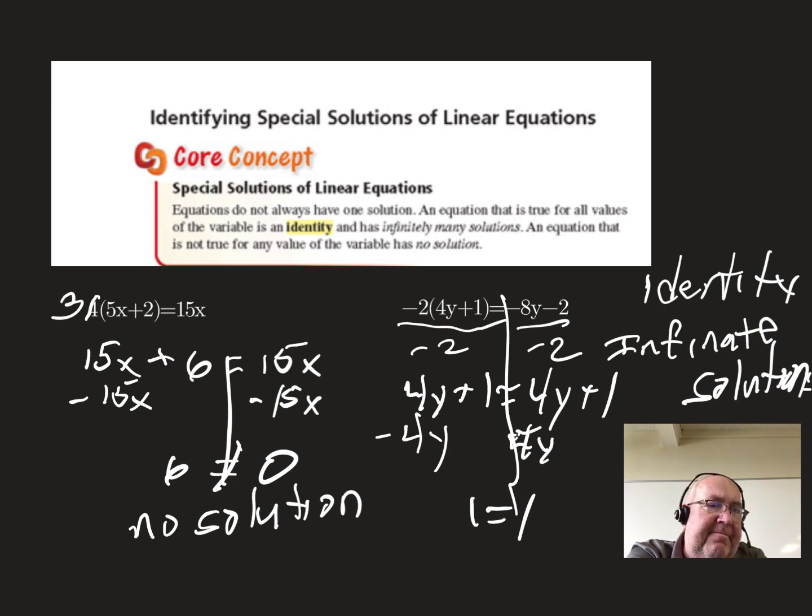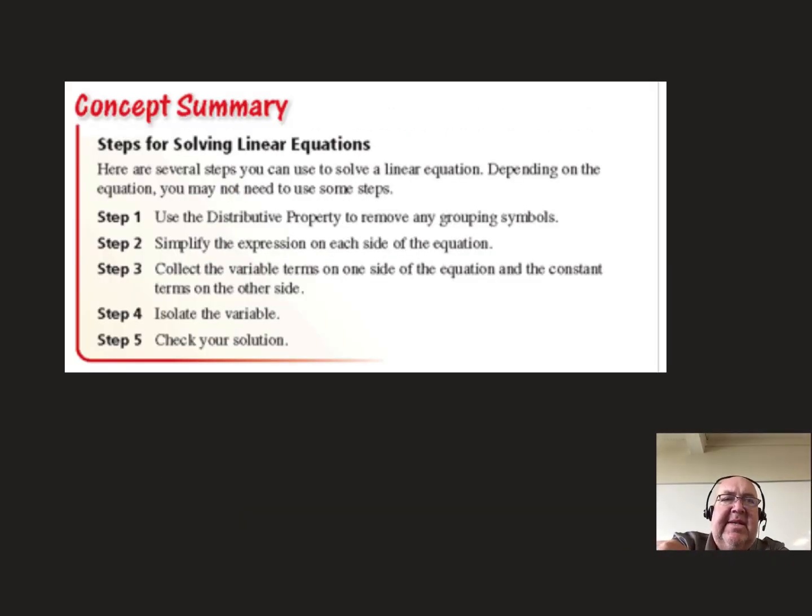Alright, finally, here's some practical advice. First thing, use the distributive property to remove any grouping symbols. Again, there are those equations that we looked at earlier where you can do it by dividing without distributing. Simplify each side of the equation. So if you have like terms on one side or the other, simplify that. Then you want to get the variable terms on one side and the constants or the numbers on the other side.